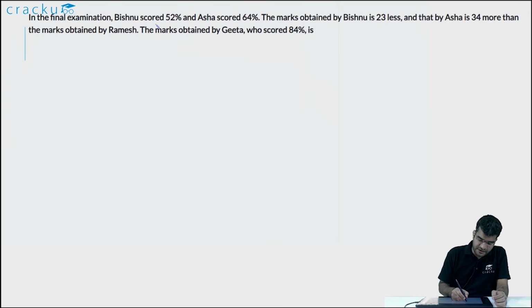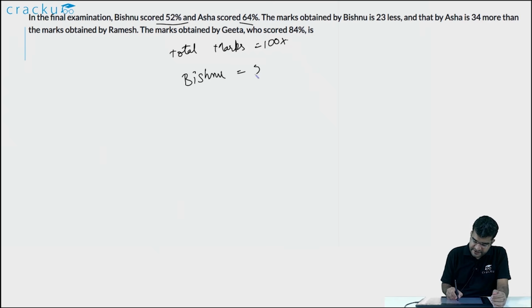In this question, it is told that Vishnu got 52% of the score in an examination and Asha got 64% of the marks. Let us assume that the total marks of the examination is equal to 100x. Therefore, what is the score of Vishnu? Vishnu's score will be 52x. And what is Asha's score? Asha's score will be equal to 64x.